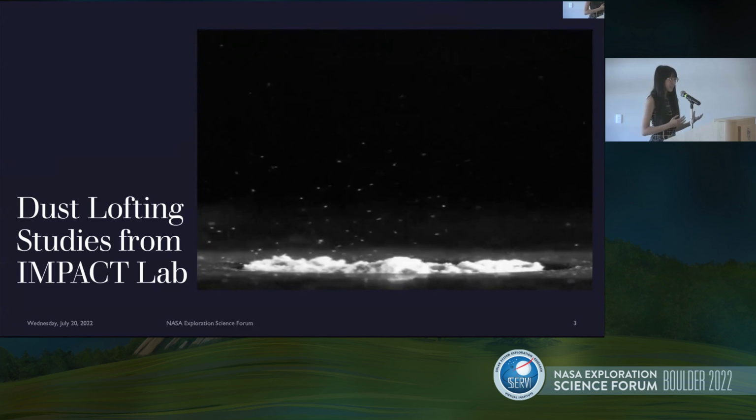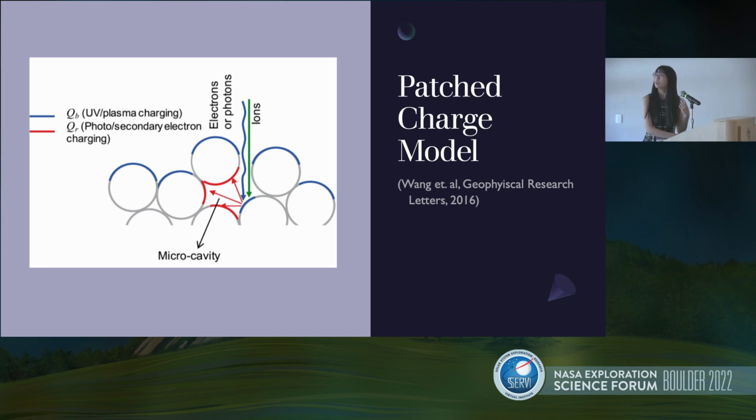By analyzing the trajectories of these dust grains and measuring the charges on them, you can start to back calculate the forces at play here. The result of this work was the development of the patch charge model, which is used to explain why dust lofts under these conditions. And so here it is, a simple patch charge model, which is explained as follows.